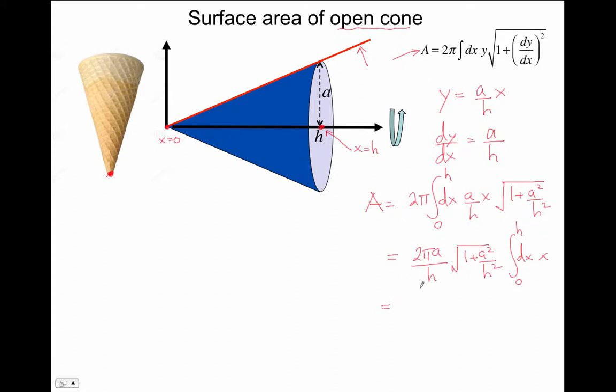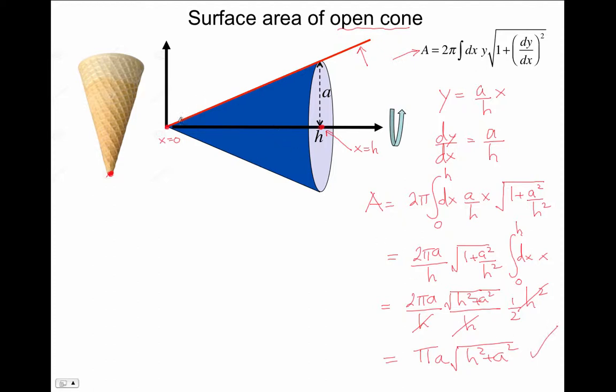And now that's easily done. This is 2 pi a over h square root of h squared plus a squared. At the bottom there's h. And then when we integrate this, we get half h squared. So this h squared cancels over here. And what we get is then pi a into square root of h squared plus a squared. That's the surface area of this open cone.